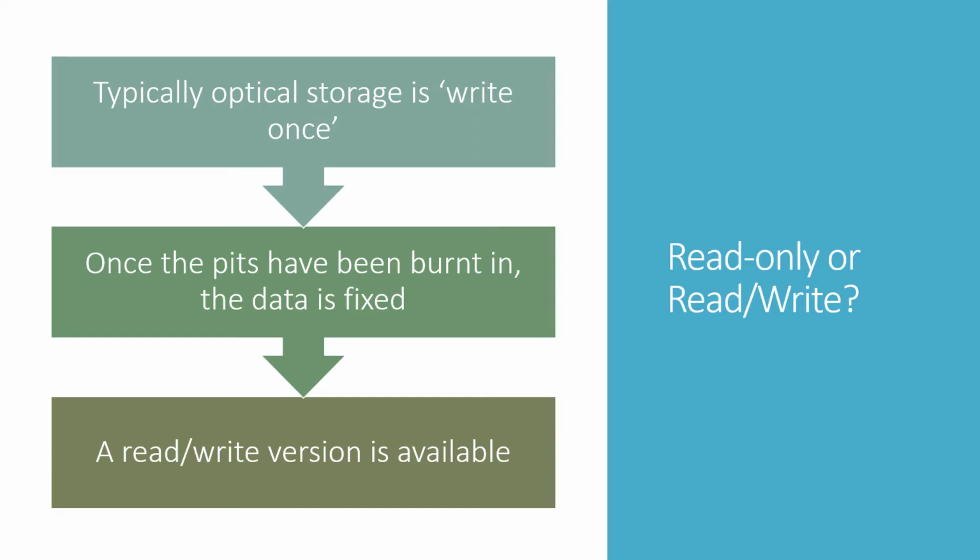Typically CDs and Blu-rays and so on are read-only. You can get a read-write version, and that's a surface that can be melted so that the pits are wiped out and you can start again. But mostly we buy data on CD or DVD that we don't want to overwrite. For instance, a movie, a Hollywood movie.